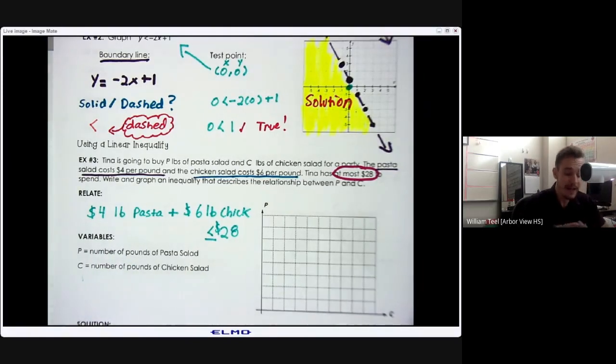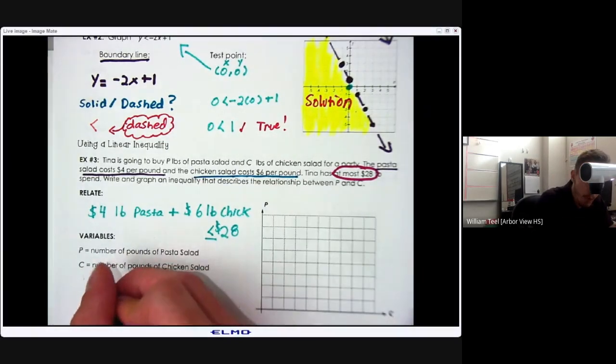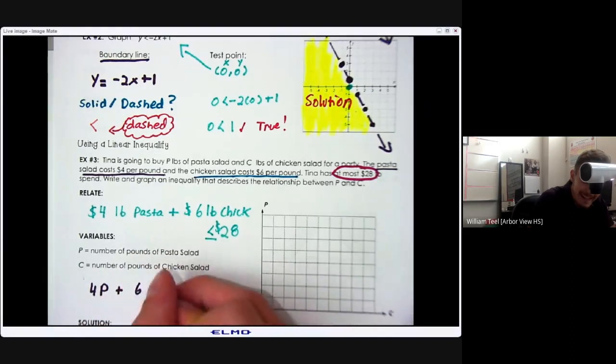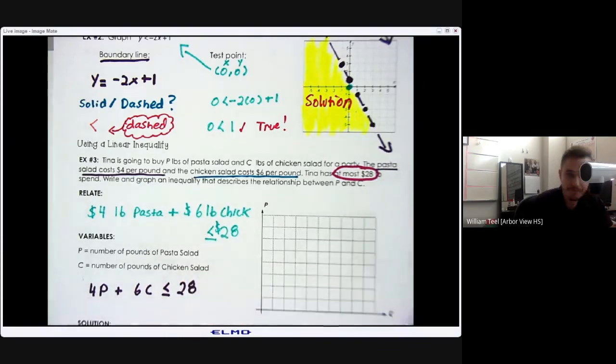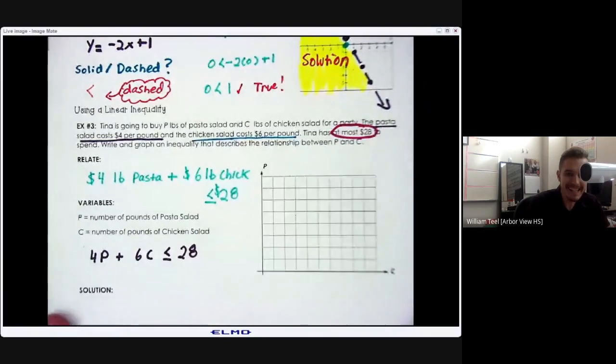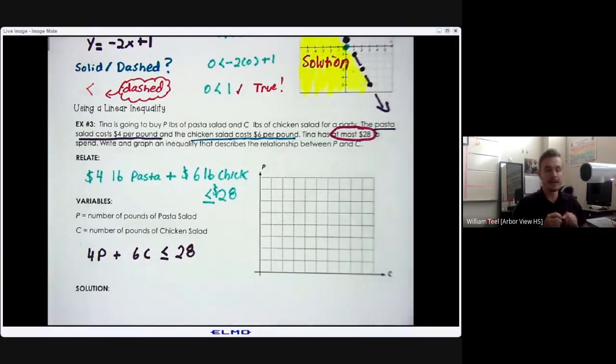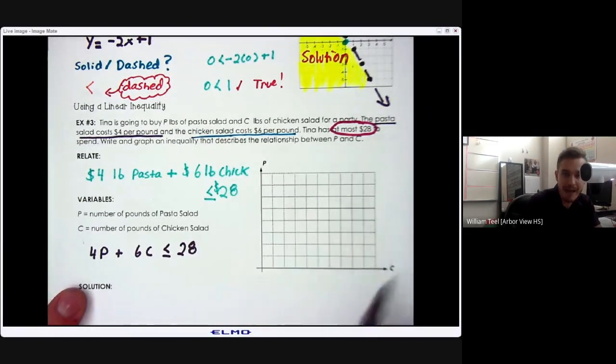So I'm going to go ahead and say this is pasta, so 4P plus 6C has to be less than or equal to 28. Now you might notice this is not in slope-intercept form. So I'm going to have to put this into slope-intercept form. Now, you're thinking to yourself, there are no x's and y's. I have p's and c's. This is a little bit tricky because we're going to have to look at our graph to the right here and see, well, what is x and what is y?